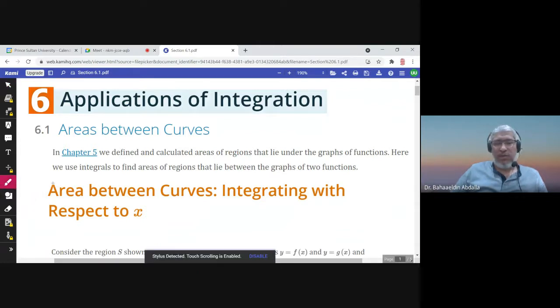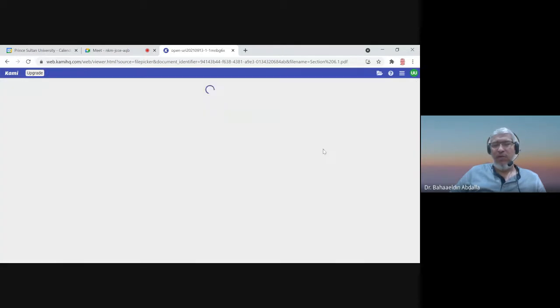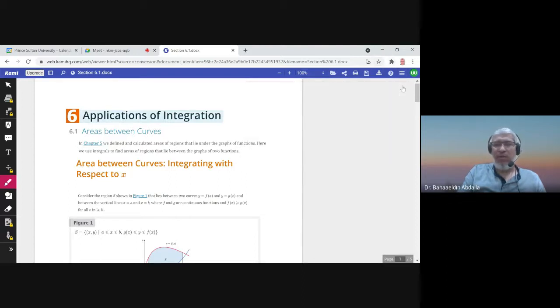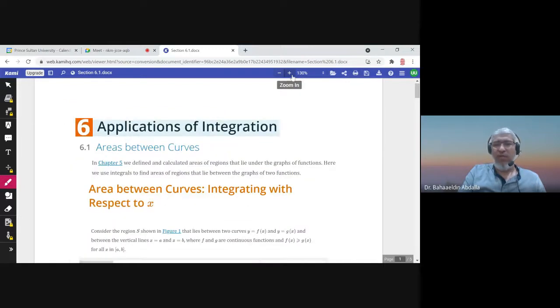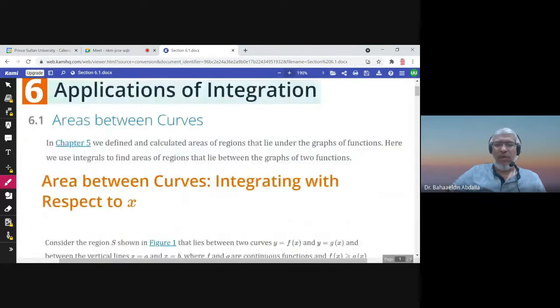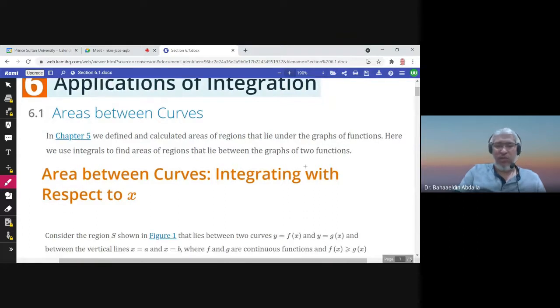This is chapter 6, Applications of Integration, and section 6.1 is about area between curves. In chapter 5, we defined and calculated areas of regions that lie under the graphs of functions. So we have seen that the integral of f of x means the area below the graph of f from A to B. Now we will talk about area of regions that lie between the graphs of two functions.